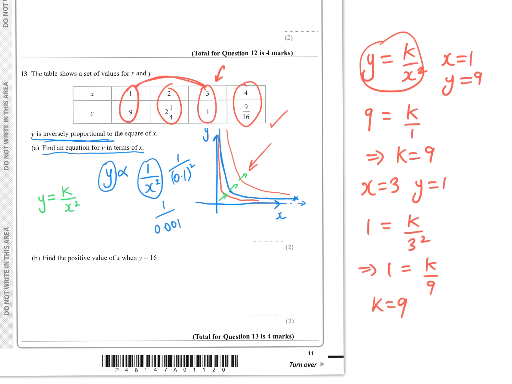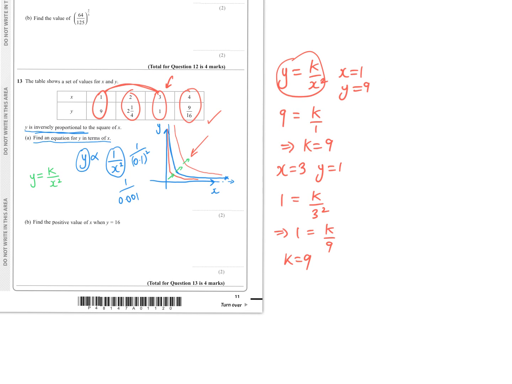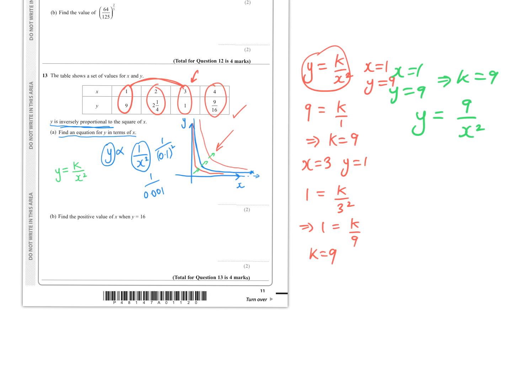So what I did was, don't forget, I chose x is 1 and y is 9 first, and that gave me k was 9, so I know that y equals 9 over x squared. It then says in the question, find the positive value of x when y is 16. Well, let's have a look. So if y is 16, that means we're going to have 16 equals 9 over x squared.